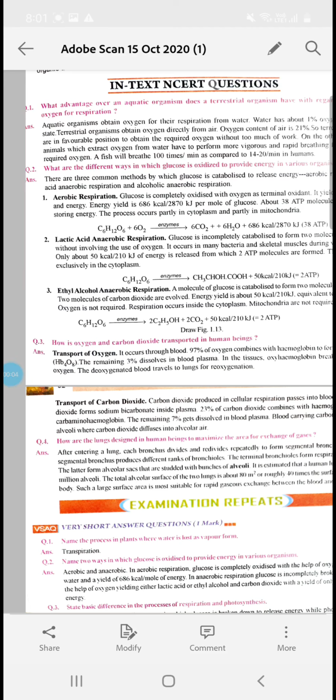Now welcome to the next video, which will have the question answers related to the topic respiration. So let's view the first question in the text, the NCERT questions.